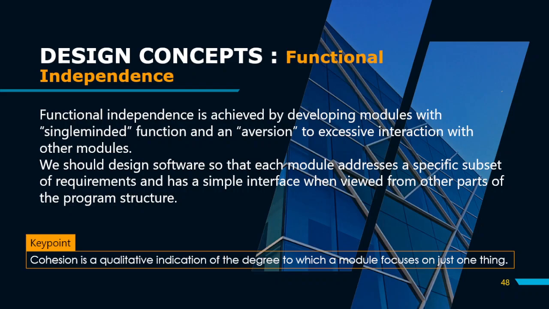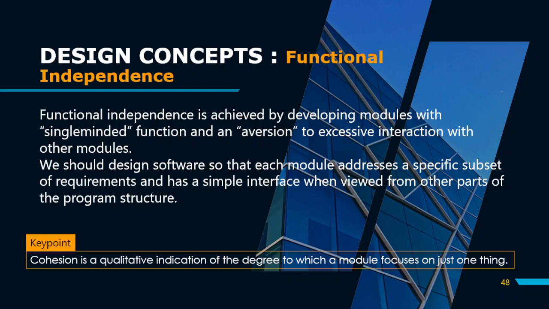Functional independence is achieved by developing modules with single-minded functions and an aversion to excessive interaction with other modules. With this, we can achieve functional independence. We should define software so that each module addresses a specific subset of requirements and has a simple interface when viewed from other parts of the program structure.